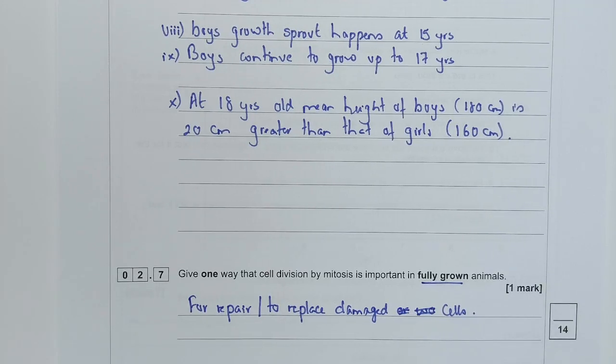mitosis for that. So remember, we are not talking about growth, so we are not talking about increasing in height or anything like that. But mitosis also plays an important role in terms of you gaining weight and building muscles if you're bodybuilding and so on. But here we are mainly referring to why is mitosis important in fully grown animals, mainly to replace damaged cells.